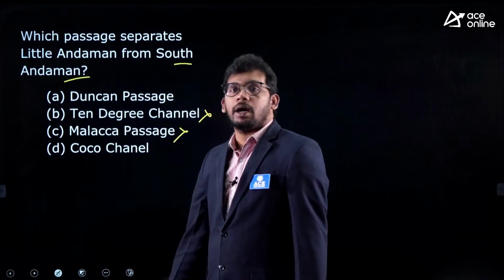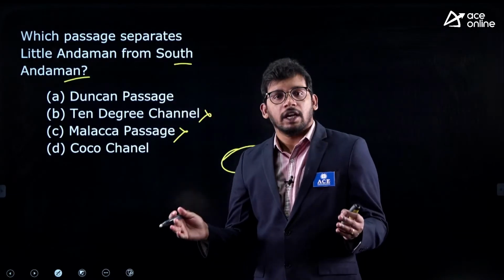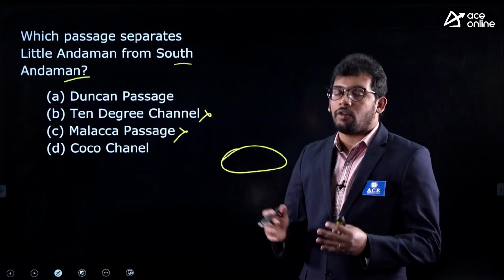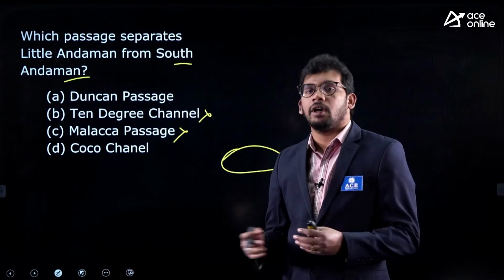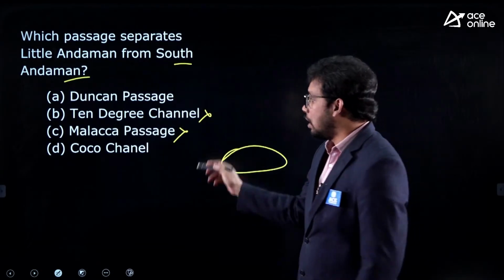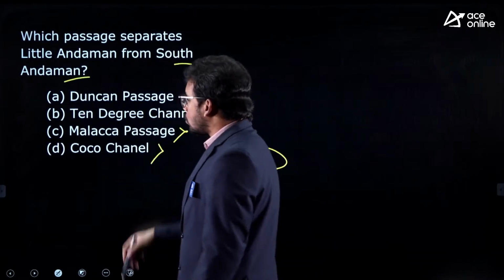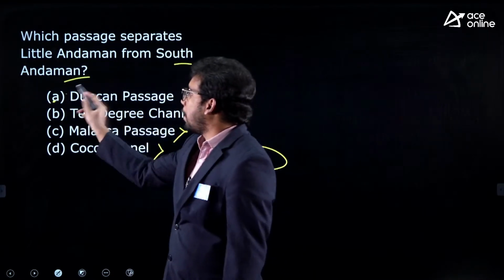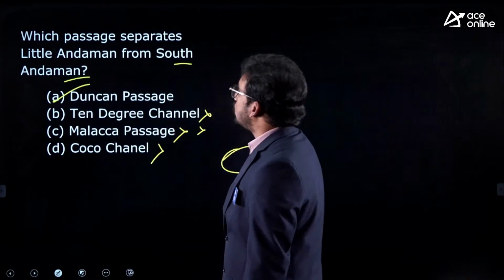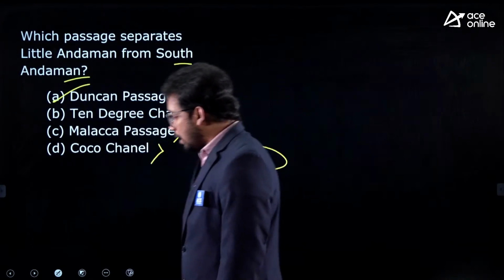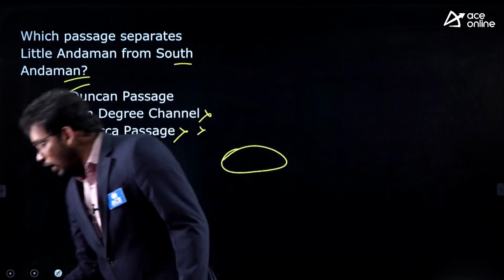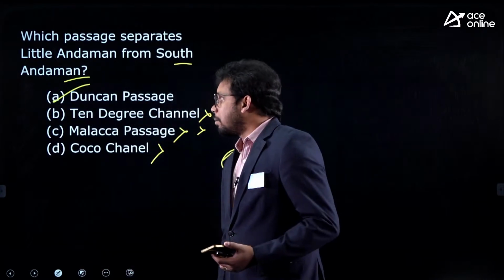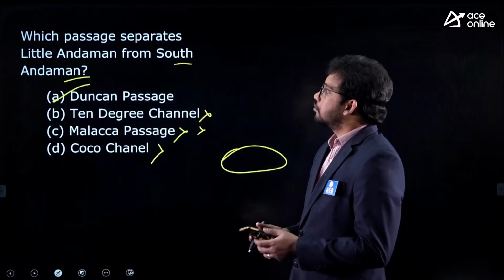Malacca Strait, Malacca Passage divides Indian territory, Indian water body Andaman Sea from the Southeast Asia, Indonesia. So Malacca Straits is also wrong. Coco Channel, Myanmar and India, that is Andaman Nicobar. So Duncan Passage is the one which divides between Little Andaman and South Andaman. So answer is Duncan Passage, right.